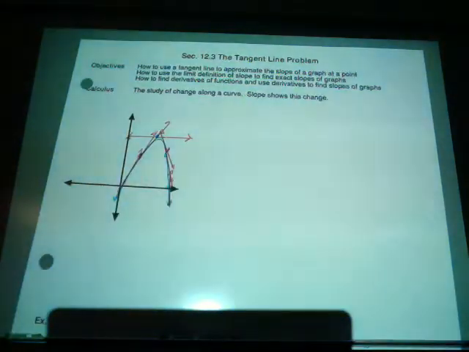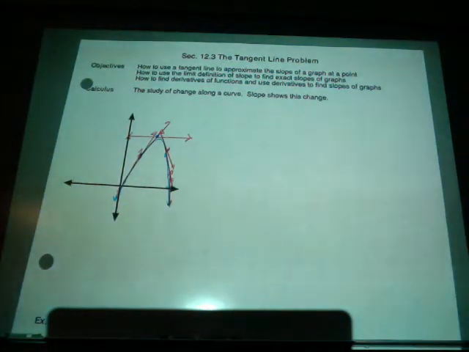And then off video, I will show you how we derive the formula that we're going to use. But there's an infinite number of points that are on that parabola, and therefore there are an infinite number of lines that are tangent to that curve. So how are we going to find that?